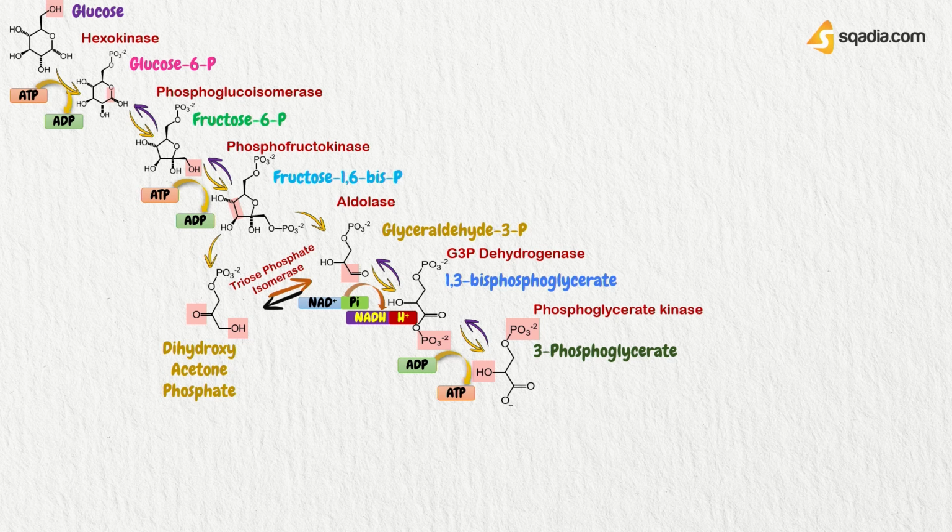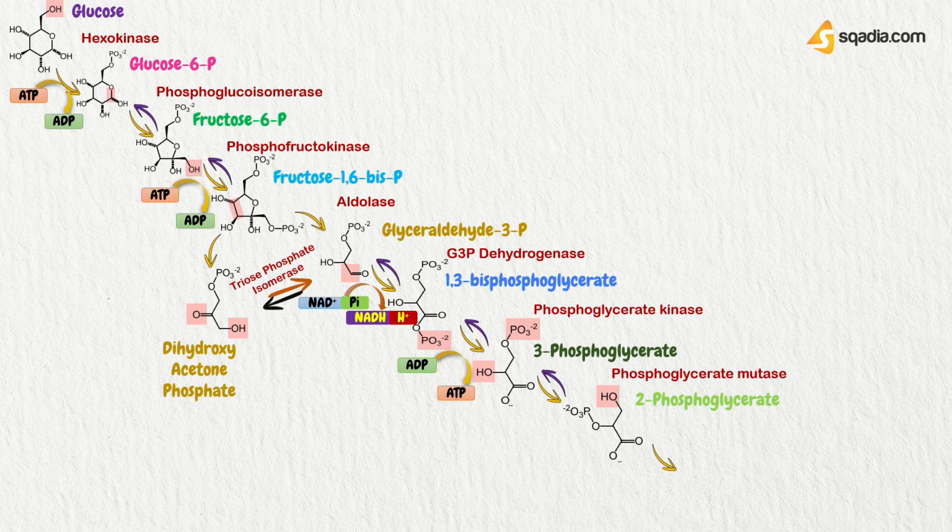So what happens here is that 3-phosphoglycerate is again going to react, and this will form 2-phosphoglycerate. Nothing special is going on over here, only the position of the phosphate has been changed from 3 to 2, and this will be aided by the enzyme known as phosphoglycerate mutase. That's just going to change the position of the phosphate over here.